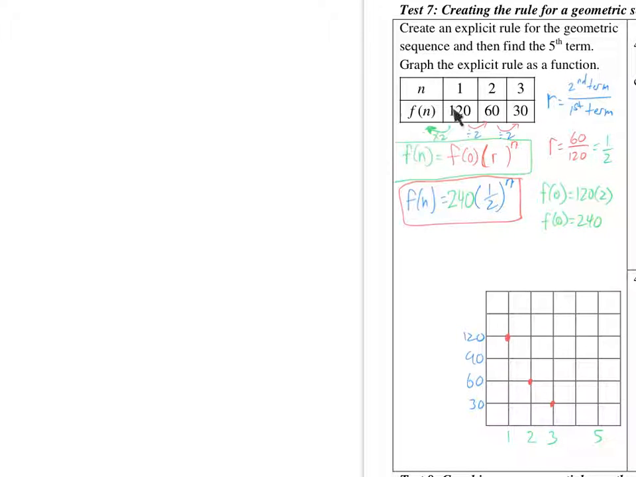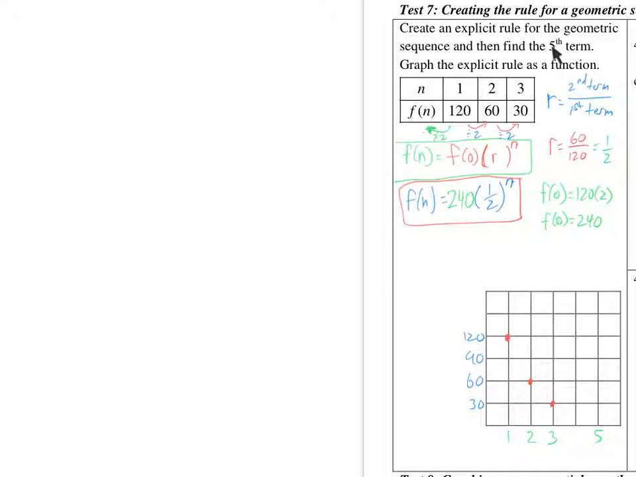Because the term in front of this pattern is 240, and what's happening through the pattern, how it's changing, is you're halving as you go down. Now, why do I care about this rule? It's called the explicit rule, by the way. It's just a name for it. There's also something called a recursive rule. We're not going there right now. But for this explicit rule, what's useful is I can now find the fifth term.